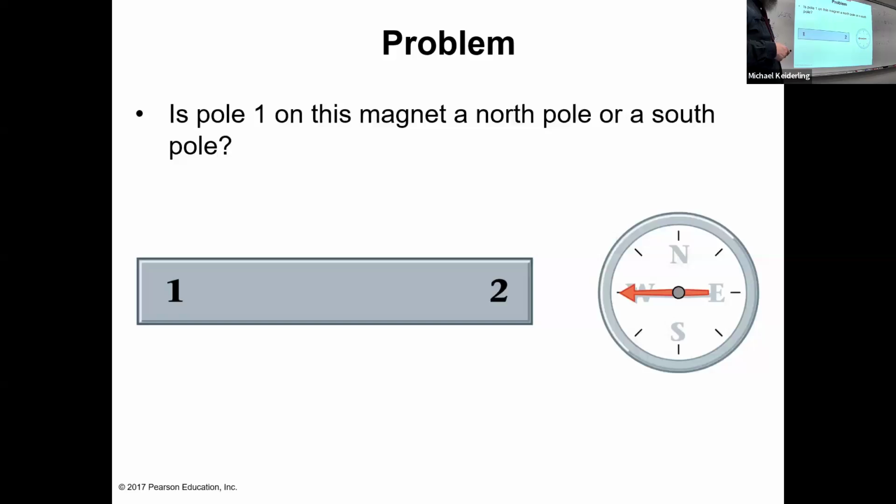Yeah, so here it's pointed at the south pole of this magnet, which is 2. So the other pole is a north pole. So pole 1 is a north pole. Opposite.